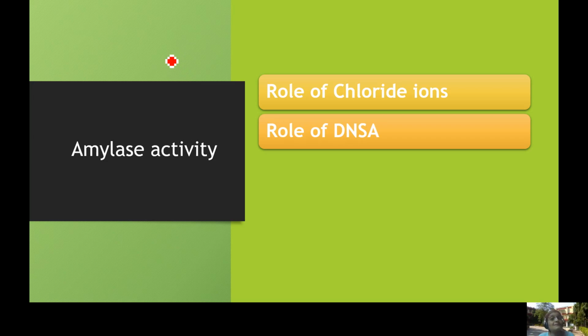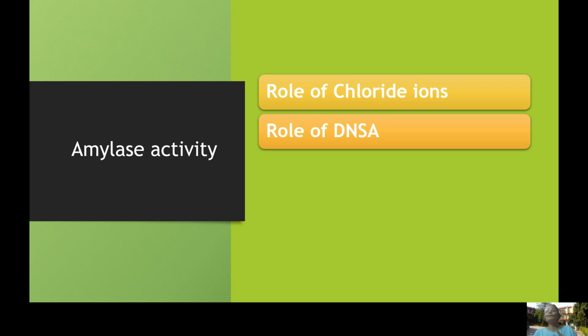And the role of DNSA, I told you that DNSA is acting number one as an oxidizing agent. So it is oxidizing maltose to maltobionic acid. And the other thing it does is that the 3-amino-5-nitrosalicylic acid is a colored species, absorbs strongly at 540 nanometers. So it is used to quantify the activity of amylase.